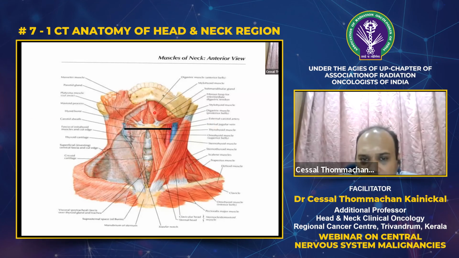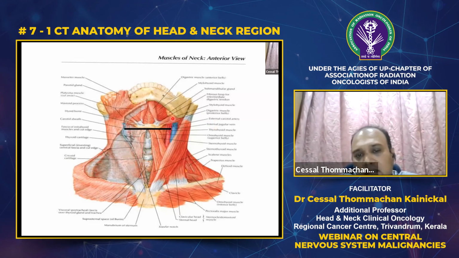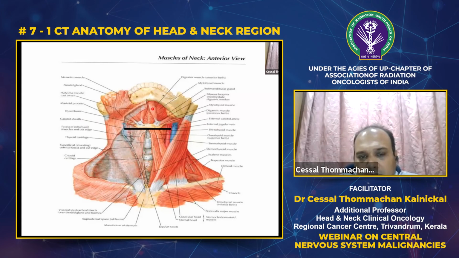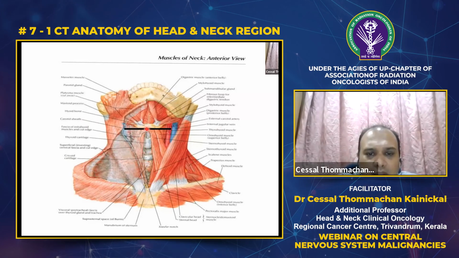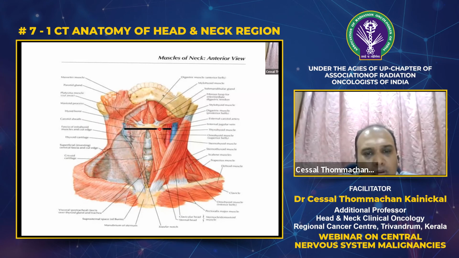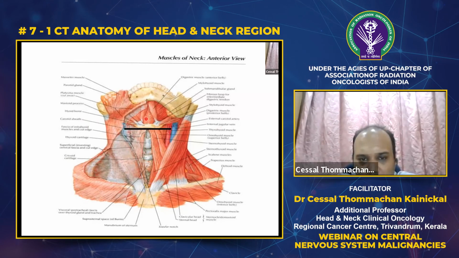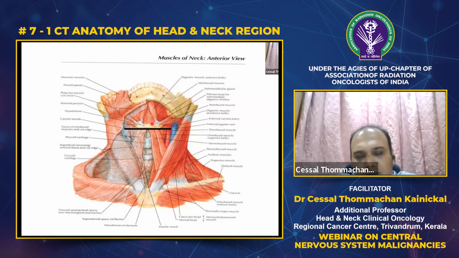Then you have the anterior belly of the digastric, and you have the posterior belly of the digastric. Between the anterior belly, the posterior belly of the digastric, and the mandible, this is the submandibular, the 1B lymph node region. And then you have the hyoid bone here. The caudal edge of the hyoid bone forms the caudal edge of the 1A and 1B.